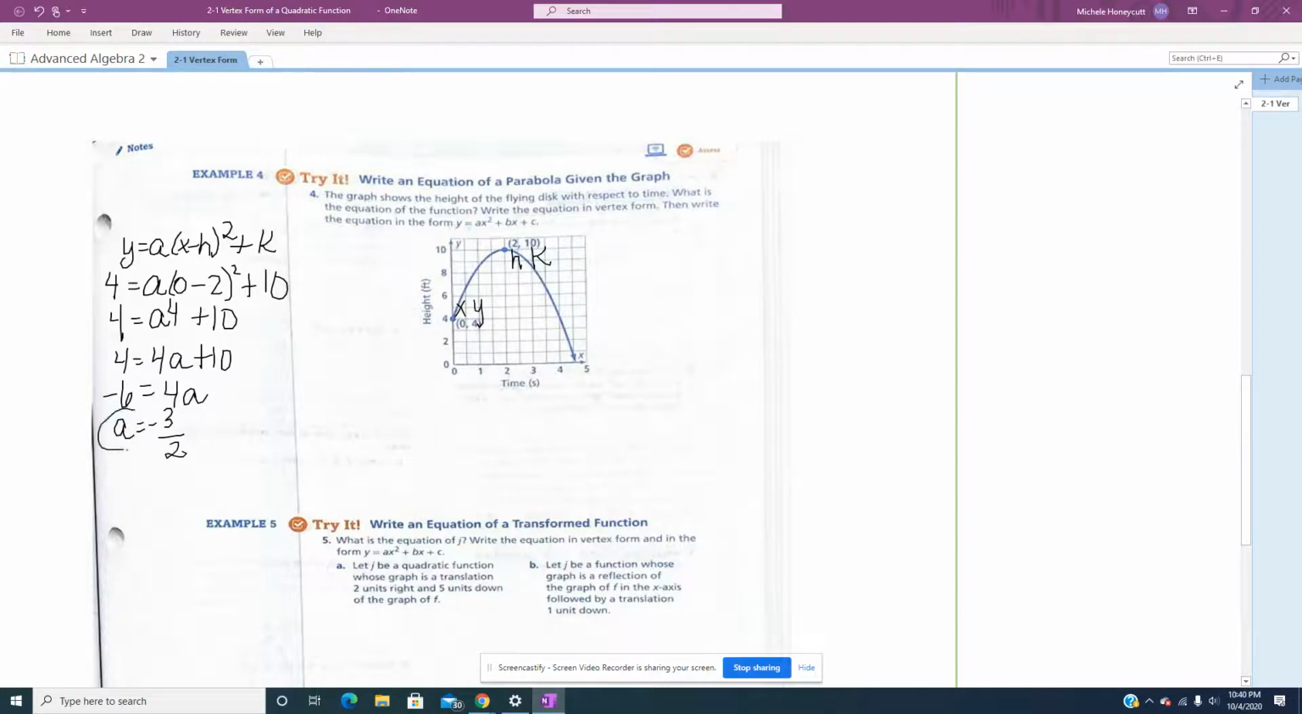So now I know a, now I know h and k, and that information is going to allow me to write the equation in vertex form.